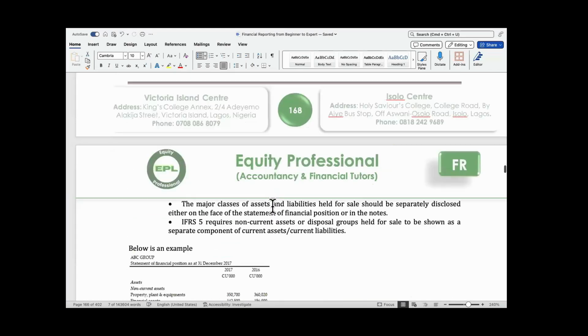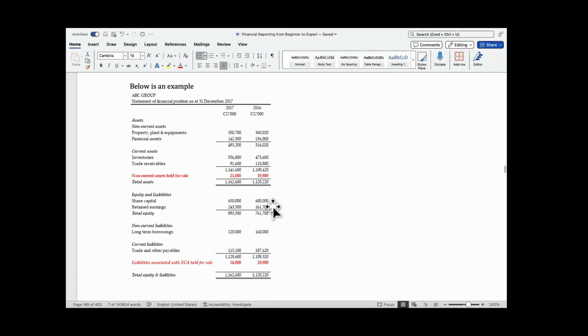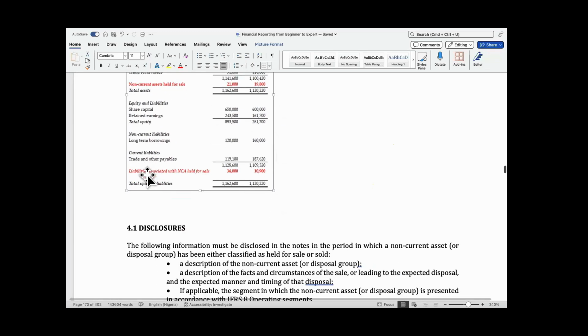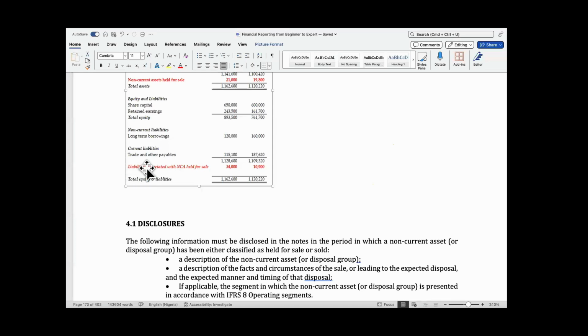Where is it? I think there is a template here. Yeah, look at it here. Under current asset, you see it as a separate non-current asset held for sale. And it could be any non-current asset. It could be PPE, it could be plant, it could be building, it could be whatever. So you won't just call it non-current asset. You will call it the name of that asset itself, whether plant held for sale, building held for sale, something like that. But it becomes held for sale, right? If there is any associated liability with that asset, you put that one too separately.